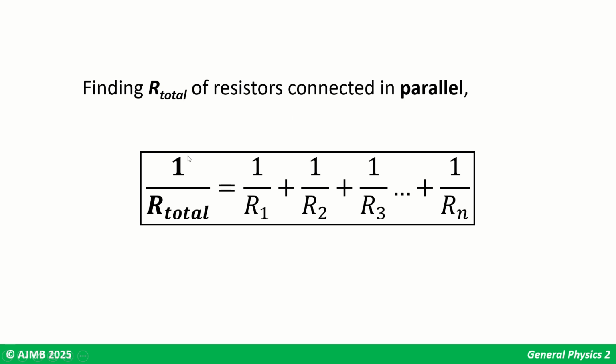Okay, so this might look a bit strange, but what you can see here is the reciprocal. The reciprocal of your total resistance is equal to the sum of the reciprocals of the individual resistances. So you have 1 over R1 plus 1 over R2 plus 1 over R3 and so on, if you have more than 3 resistors.